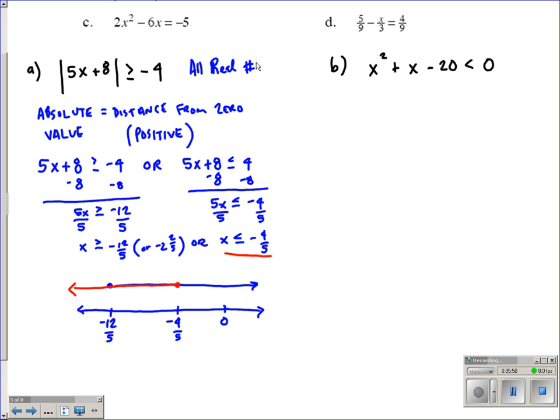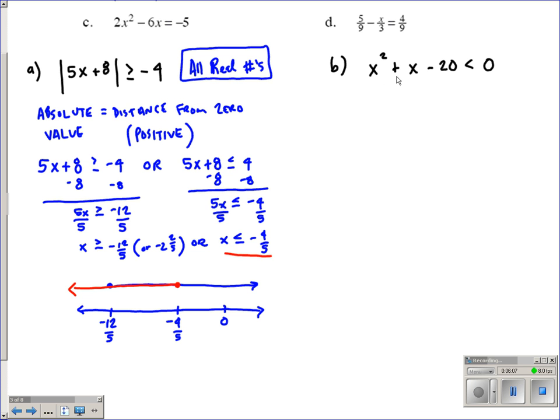Any value that you plug in for x will make that true. I encourage you to go ahead and try it. Plug in any value for x, and it should make that original statement true. Now let's look at b.